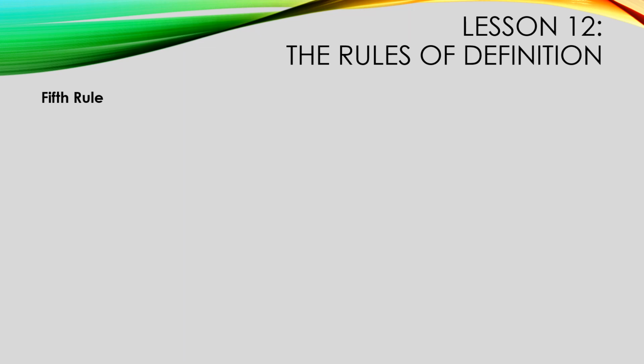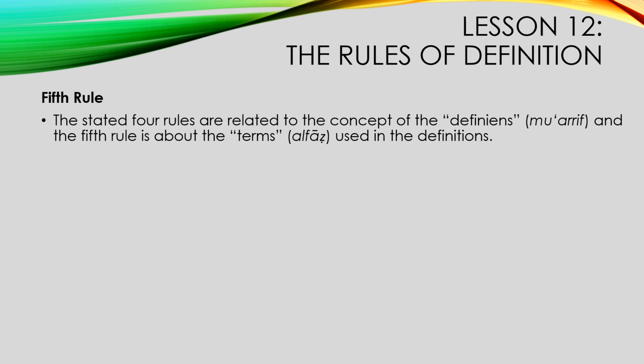Fifth rule. The stated four rules are related to the concept of the definitions, mu'arrif, and the fifth rule is about the terms, alfāẓ, used in the definitions.